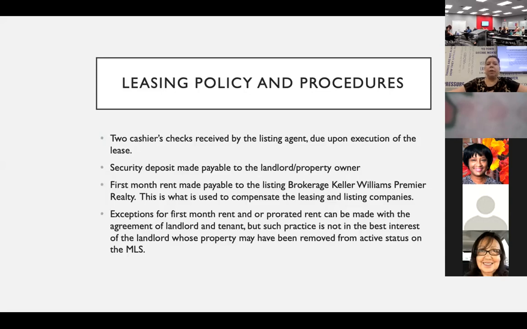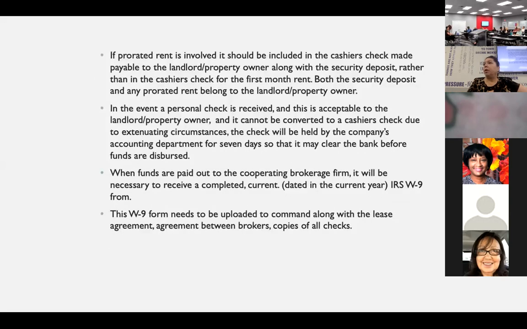Exceptions for first month's rent and or prorated rent can be made with the agreement of the landlord and tenant, but such practice is not in the best interest of the landlord, whose property may have been removed from active status on the MLS. So you can make an exception where you don't ask for the money right away, or you accept a personal check, but those will all be at risk. And that's why we have a company policy of not to do those exceptions. We've had more problems with exceptions than not.